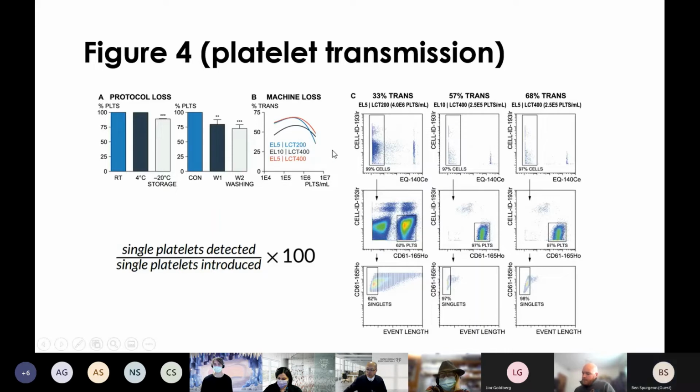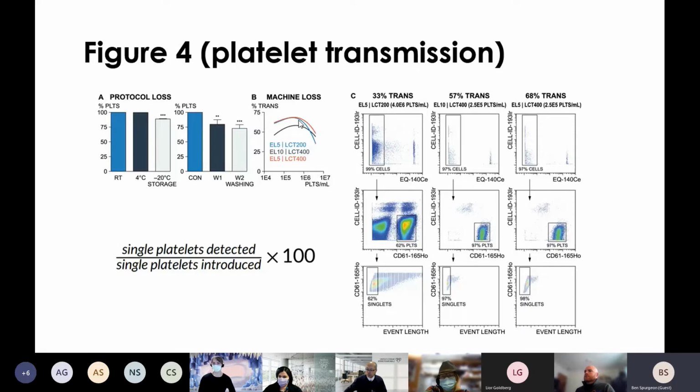And we plotted these results in figure panel B, which shows that transmission was generally highest in samples that were concentrated at 250,000 platelets per milliliter. Although transmission was fairly good all the way up to about 1 million platelets per milliliter. Transmission was also highest with a lower event length limit of 5.